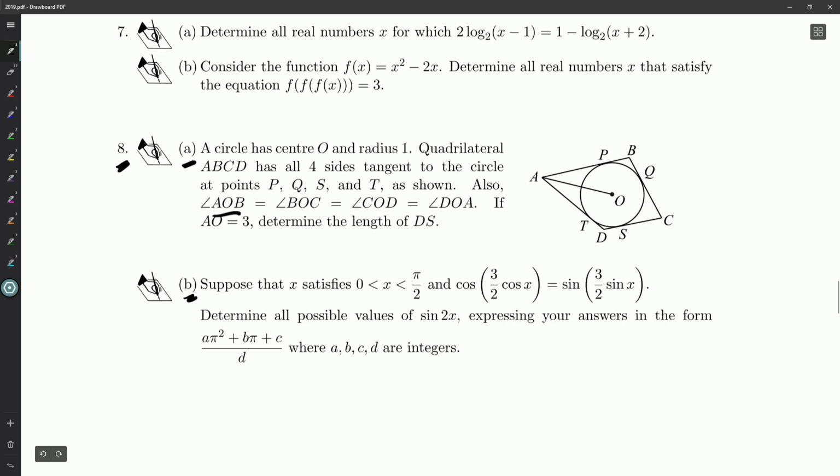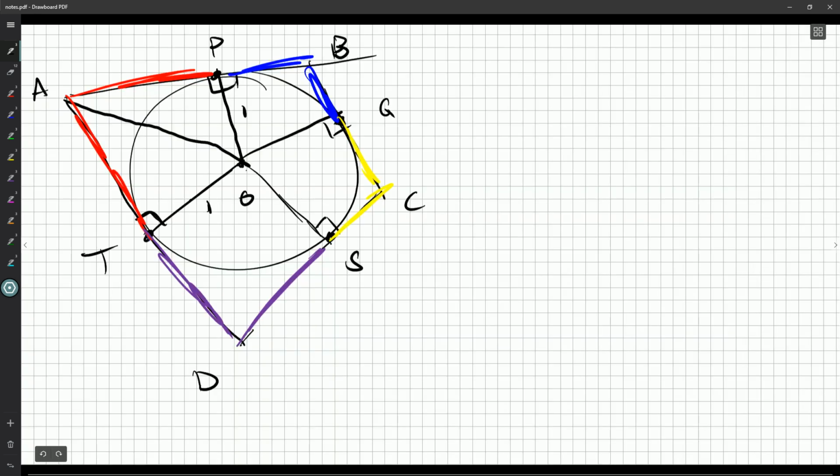What else are we told? AOB is the same as BOC, is the same as COD. So all of these angles in here are the same. AO has length 3. Determine the length of DS. Okay, so DS is actually something I just highlighted. This is DS right here. So I know I've got 3 here.